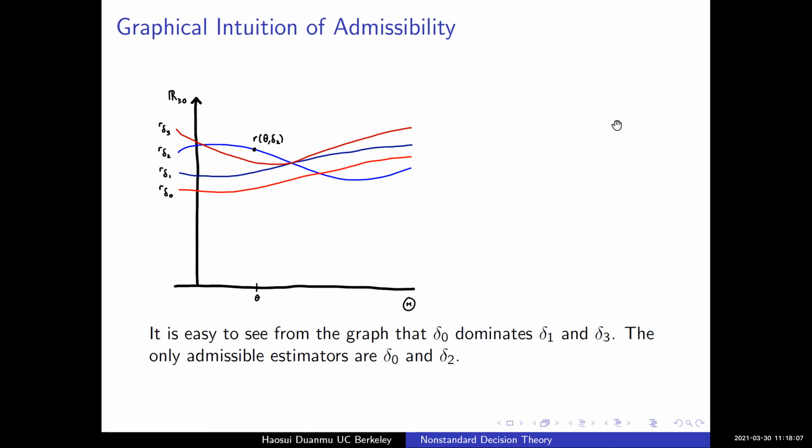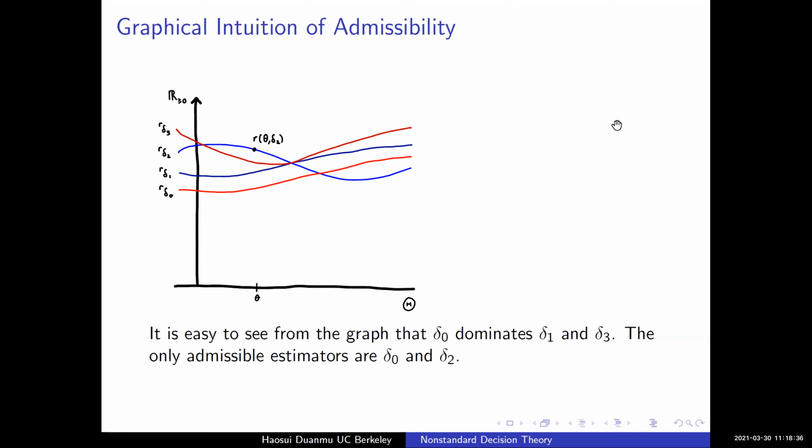However, if we only consider decision procedures delta two and delta three, then we can see they are incomparable, because for some portion of the parameter space, the risk of delta three is less than the risk of delta two. But for other portions of the parameter space, the risk of delta two is less than the risk of delta three. So if we stick with admissibility, then we cannot distinguish between delta two and delta three. So we don't know which one to pick.